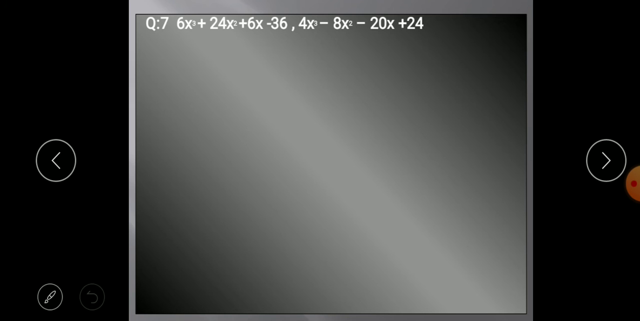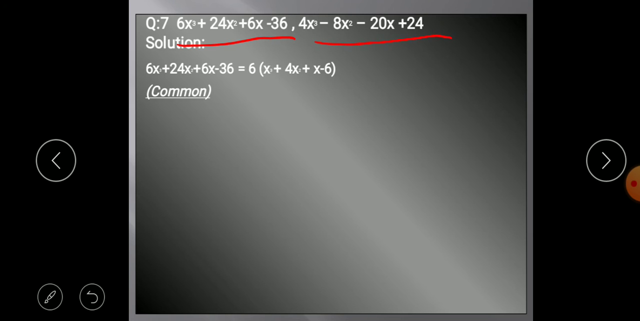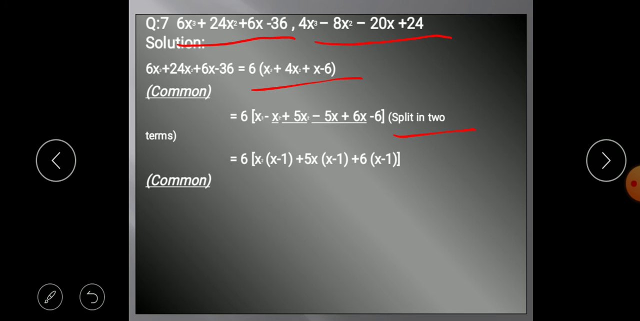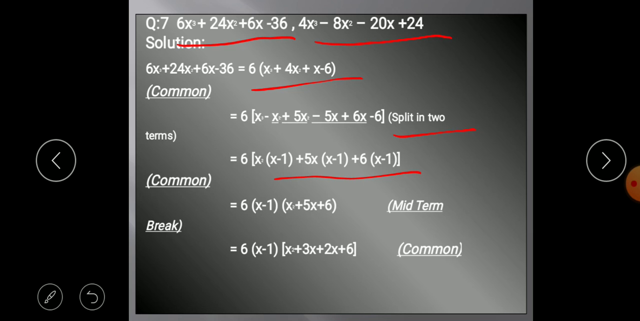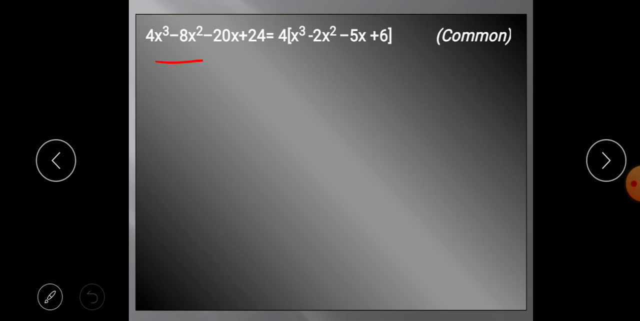Now in question number 7 we have two polynomials. Okay, so in the very first polynomial we have found the common 6, and then we have split it into two terms, and then we have found the common, and after finding the common we have applied the middle term break method, and then finally again we have found the common. So that is the factors of the given polynomial. And the second polynomial is this.